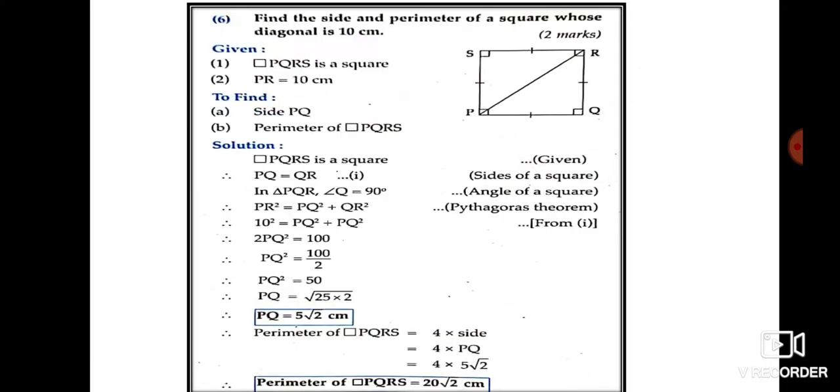Okay. The fifth sum is also a similar sum. Easy. I think you can try that on your own. We go to the sixth sum. Find the side and perimeter of a square whose diagonal is 10 centimeters.